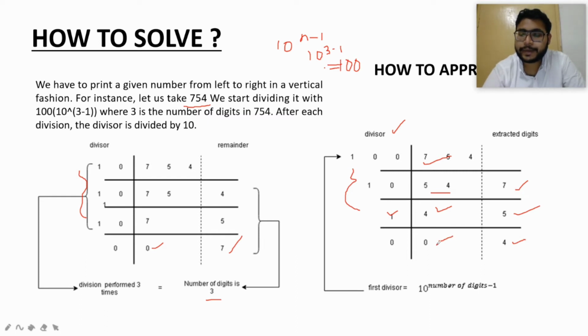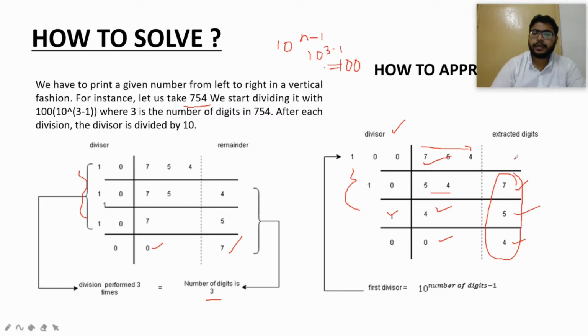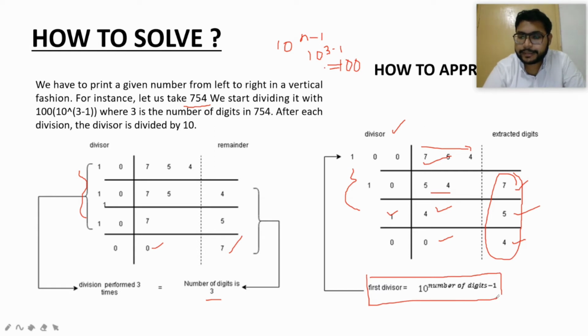When we get the remainder as 0, that is the completion of our coding. So now what is the required number? The required number is 754, and it is from left to right. This is our required answer. And we have used the formula to get the first divisor as 10 to the power number of digits minus 1, as I showed you here.